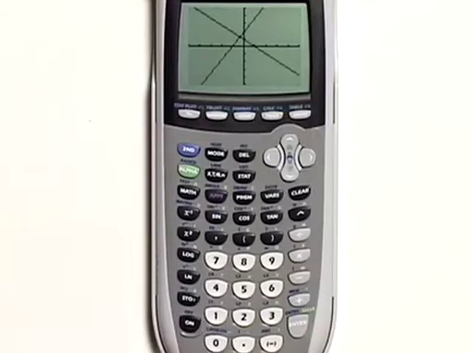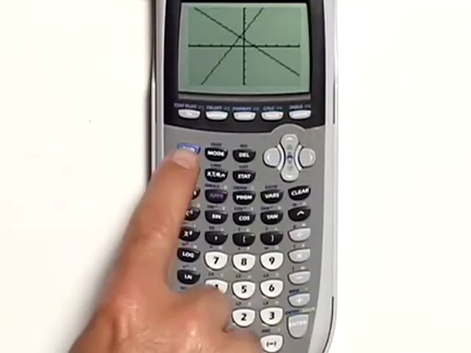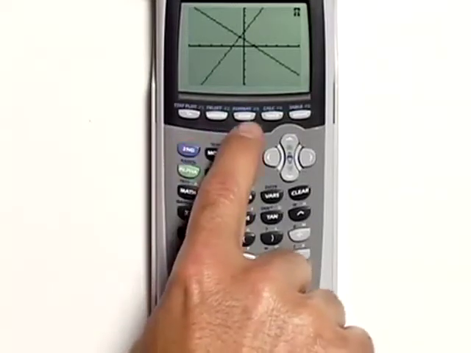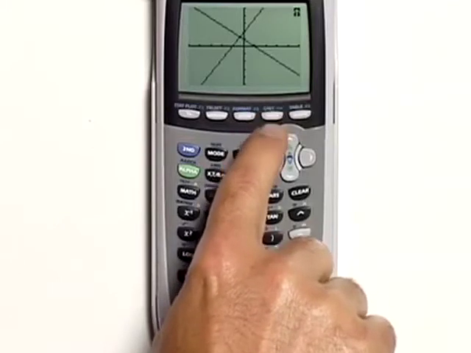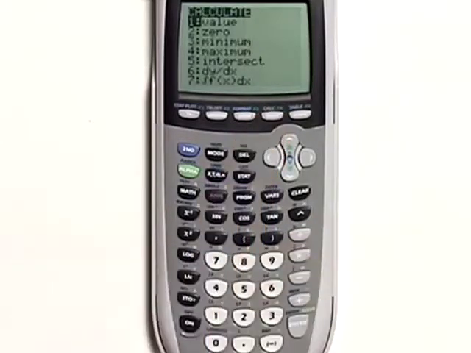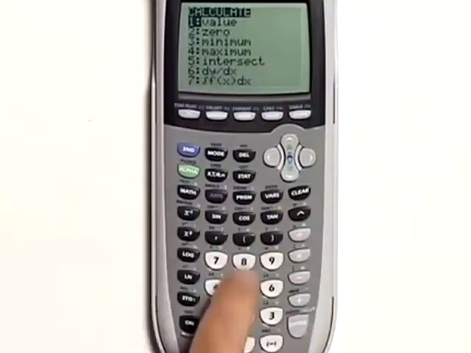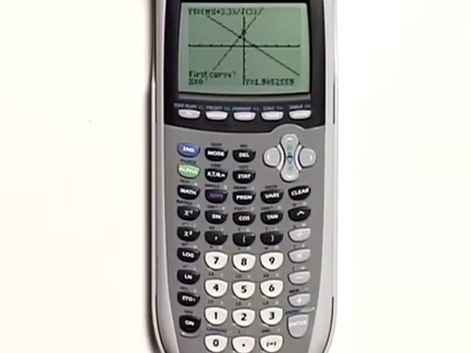And now we want to find the intersection. To find the intersection, we hit the second key and then the calculate key, which says trace in white and calc in blue. Then we hit the number 5, which is intersect. It's going to ask us what's the first curve, and it's giving us y sub 1, and that's the correct one, so we hit enter. It asks us for the second curve, and that's y sub 2, which is what it's giving us, so we hit enter.